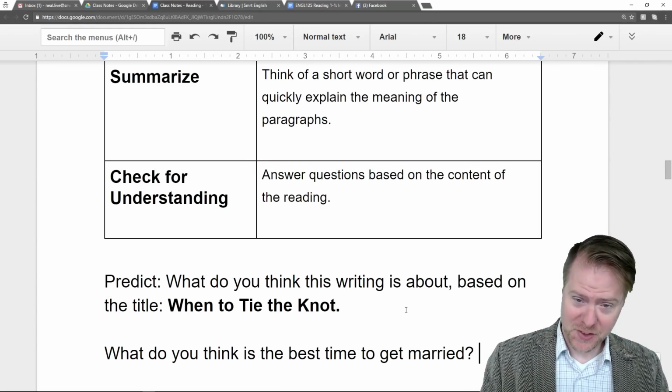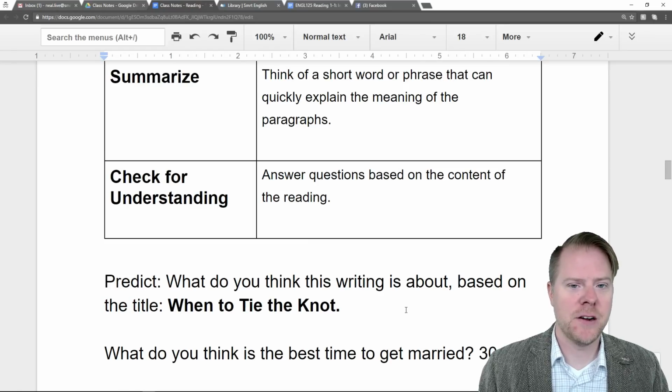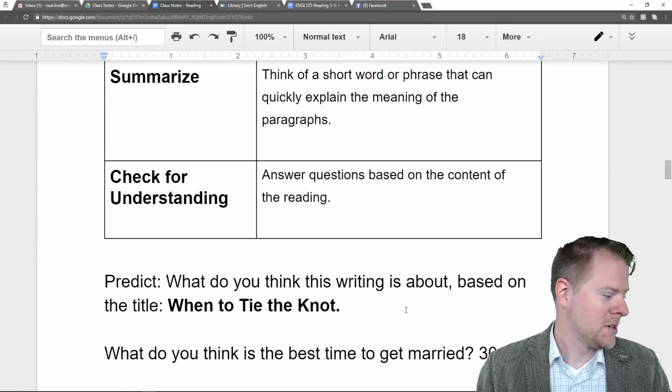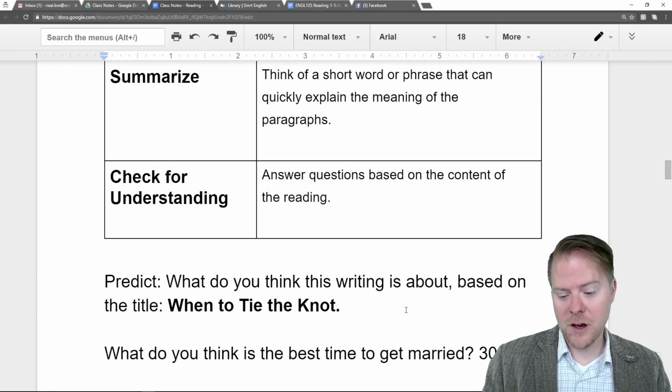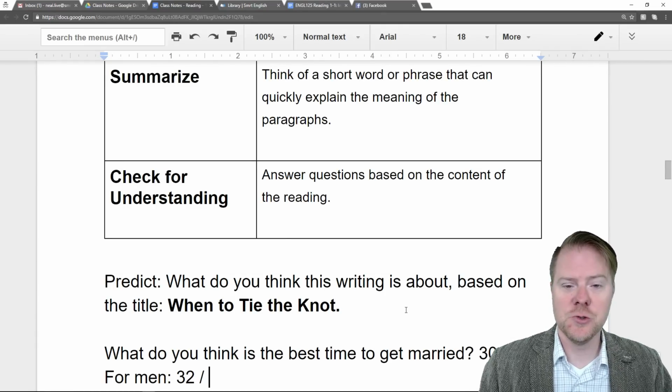Jesus, you say 30s? 30s is the best time to get married. Any other guesses? For men? Oh, is it different for men than for women? For men, 32.